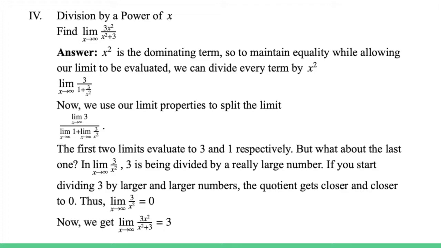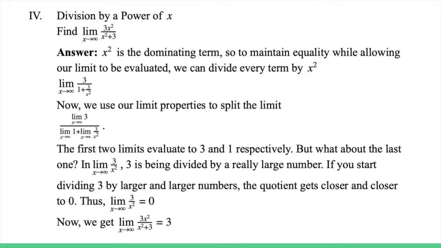And notice we have to do this because if we plug in infinity into the function, we get infinity over infinity, which is indeterminate. So if we divide every term by x squared, we get the limit as x approaches infinity of 3 over 1 plus the quantity 3 over x squared. And notice, this is not in the indeterminate form of infinity over infinity anymore, so we use our limit properties to split the limit into the limit as x approaches infinity of 3 over the limit as x approaches infinity of 1 plus the limit as x approaches infinity of 3 over x squared.